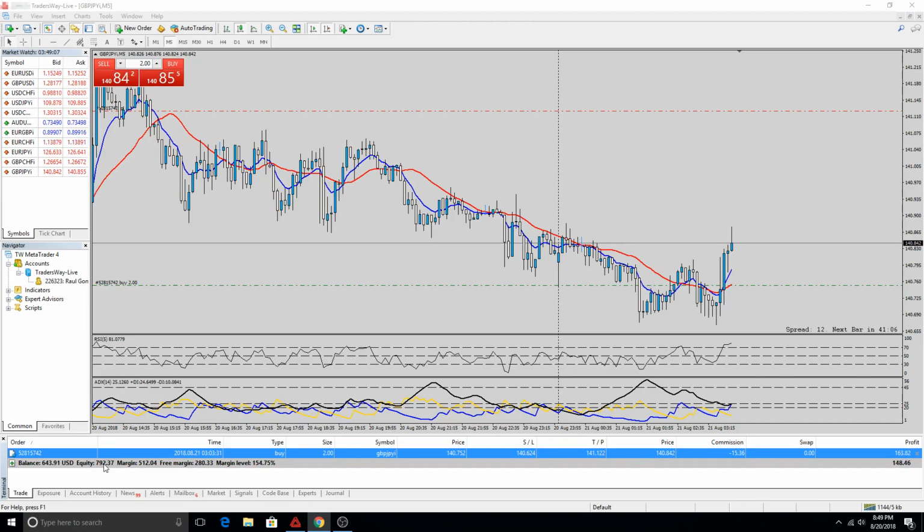So previously my account was at $800 and I did lose a trade. And now the account is currently sitting at a balance of $643, so I am still in profit $143 on this account. Now of course I did take around a $200 loss.